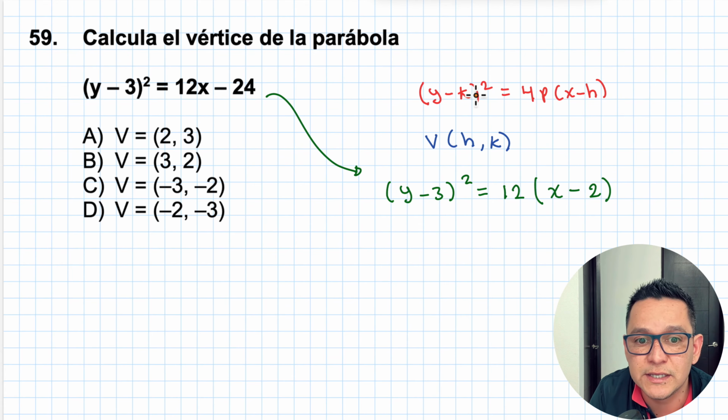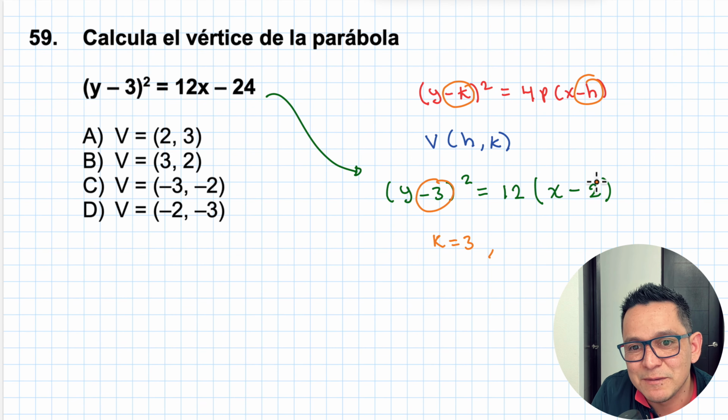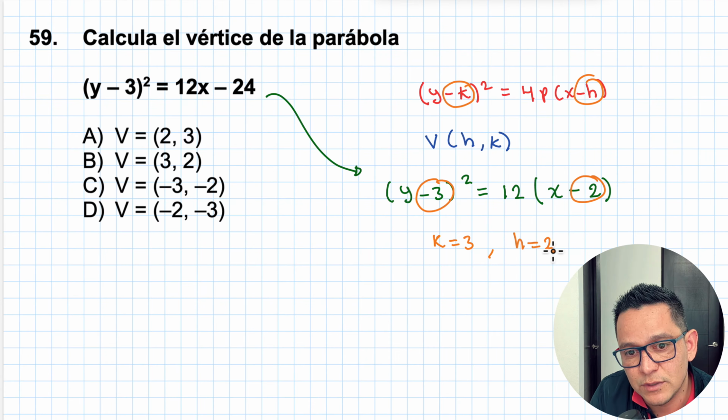Let's see who's who. This minus k will be minus 3. So, since minus k is minus 3, what does that mean? That k equals 3. Right. Now this 4p is the 12, but I don't care about that. But this minus h, which I do care about, is equal to minus 2. If minus h is minus 2, what does that mean? That h equals 2.